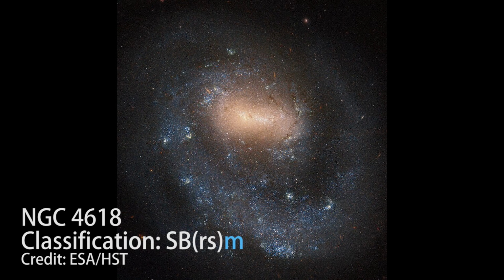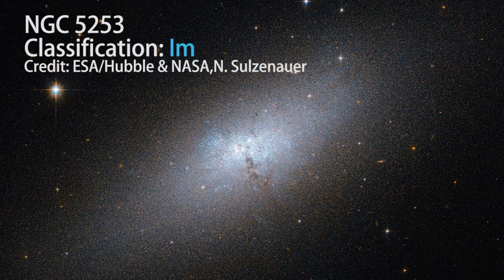Next up, is there a central bulge? If there is a central bulge, you don't change anything with what you've just done. That's your classification all wrapped up. If there isn't a bulge, you change the lowercase d in the first step of the classification to a lowercase m.